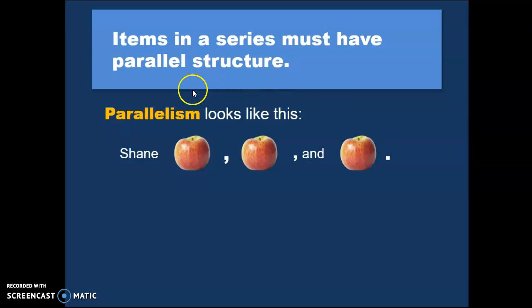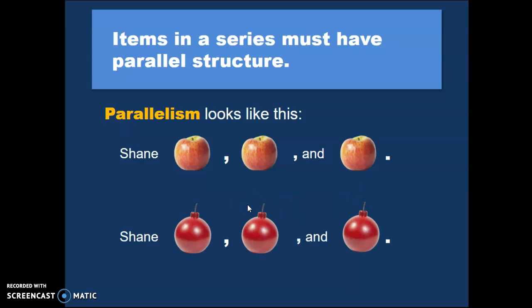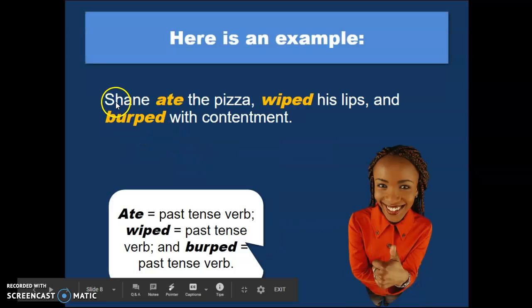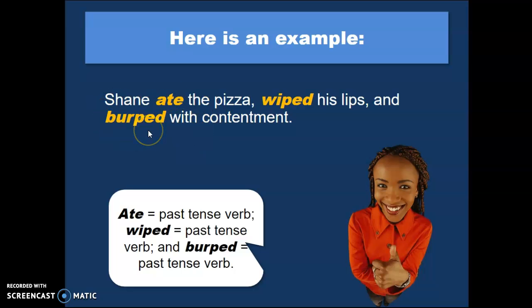Items in a series must have parallel structure. That looks like this. See, each of these is in the same form. An apple, an apple, and an apple. Here's an example of parallel structure. Shane ate the pizza, wiped his lips, and burped with contentment.